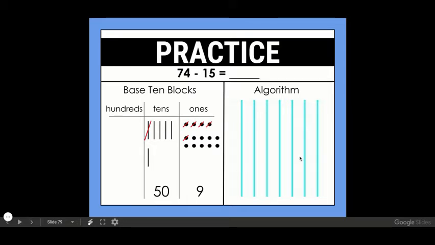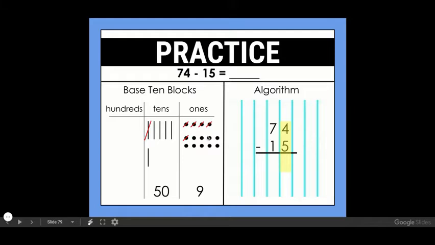Now let's try it with the algorithm. So just like when we were doing subtraction without regrouping and addition, we set our problem up vertically. And I like to set mine up on notebook paper turned sideways because it helps me stay organized, and I can make sure my ones are with my ones, my tens are with my tens, and my hundreds are with my hundreds. So just like all the other strategies, we are going to start in our ones place.